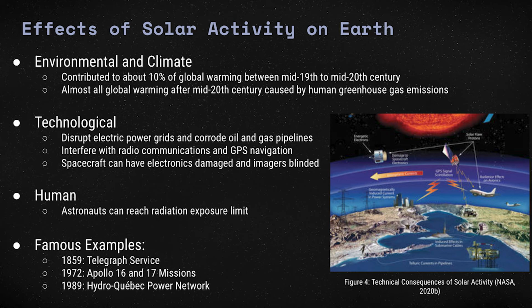For physical human effects, for humans on Earth, we really don't have to worry as we are protected by our atmosphere and the magnetosphere. But for astronauts that are in space during a solar event, they can easily reach a radiation exposure limit within hours of the event.